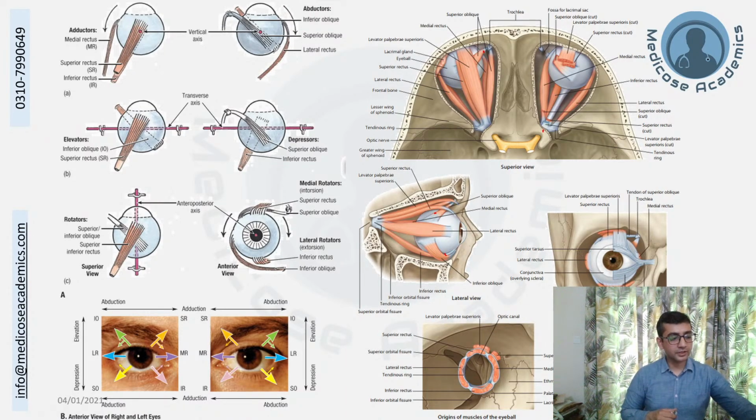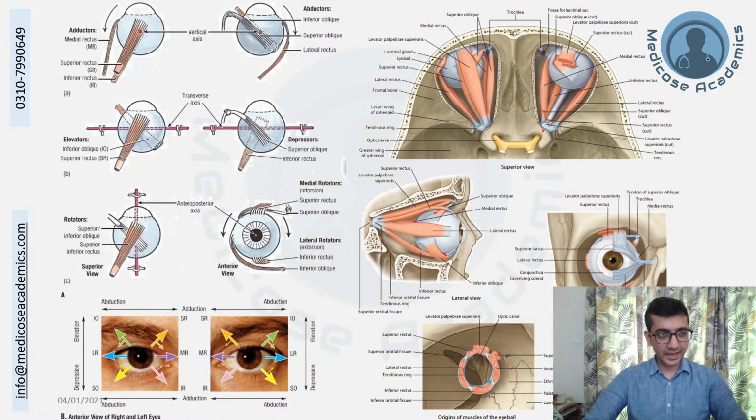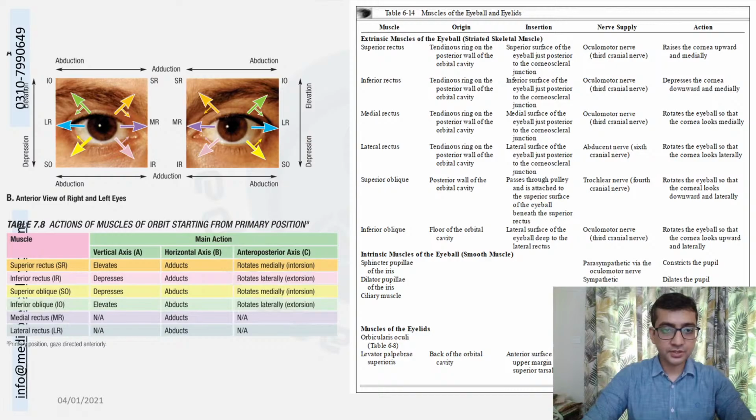So this is all about the movements of the muscles producing the movements of the eyeball. I will go to the clinical testing just in a while. So to summarize, these are the tables that you can see. These are present in your book. This is from Snell's anatomy. Let me remove myself.